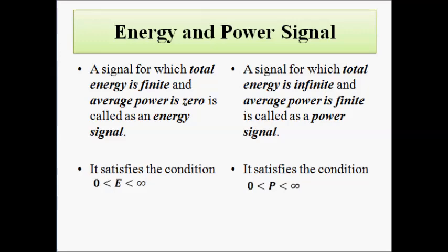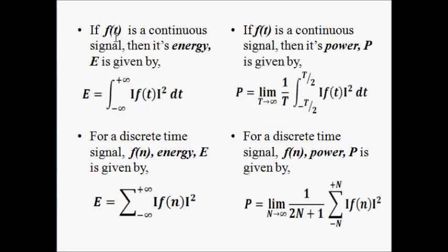Here, if let us say f(t) is a continuous signal, then the energy of the signal is given by integration of modulus of f(t) square from the limit minus infinity to plus infinity, which is |f(t)|² dt, whereas for a discrete time signal f(n), it can be written by the summation of modulus square of f(n), the discrete time signal, from lower limit minus infinity to upper limit plus infinity. This is for the energy signal.